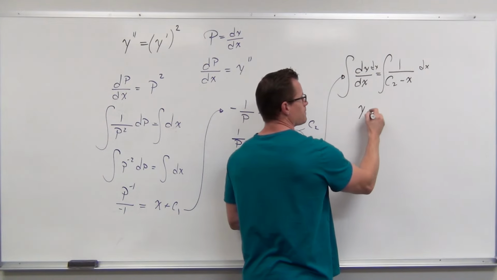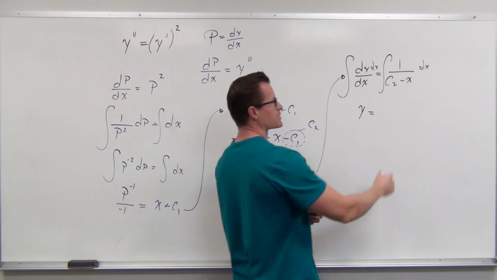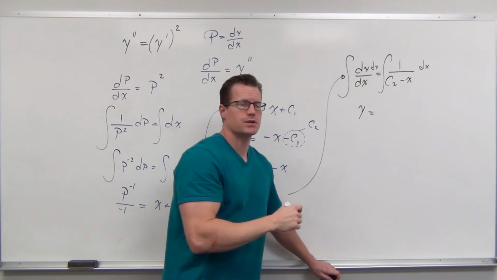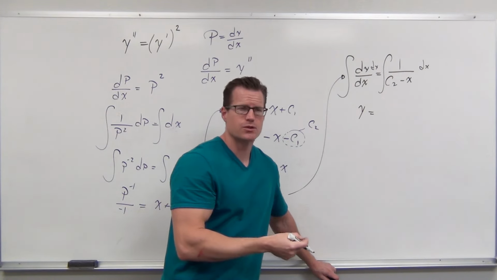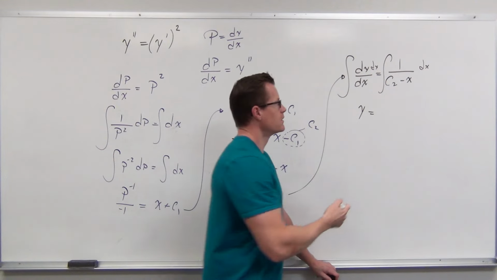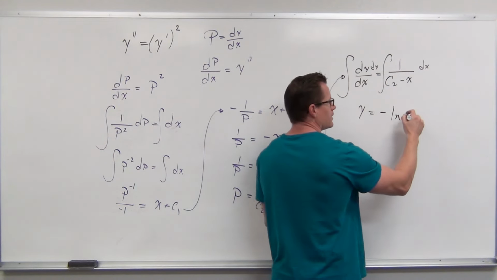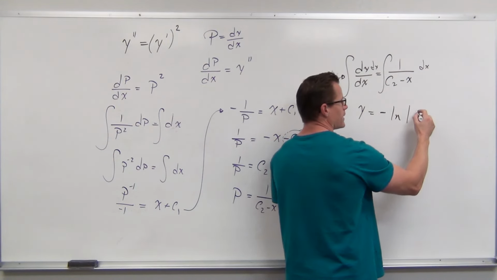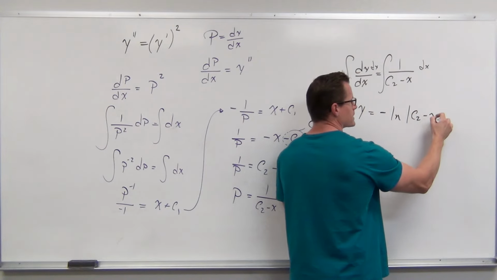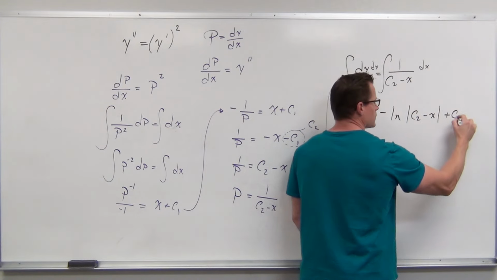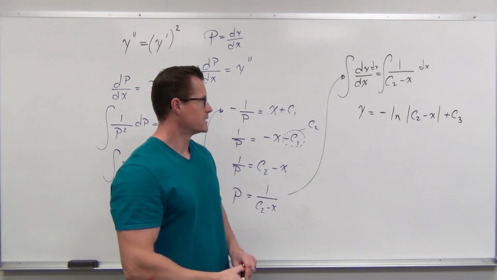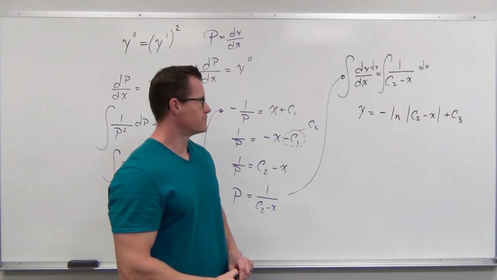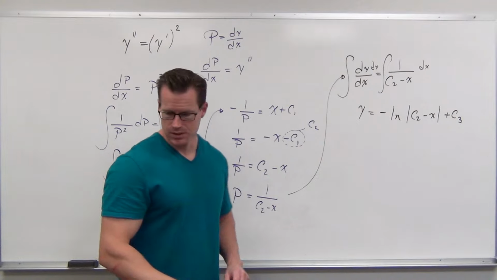we get y equals, let's see, it's u-substitution. u would be c sub 2 minus x. The derivative is negative 1. So this would be a negative ln absolute value of c sub 2 minus x, plus c sub 3. We're down to our next arbitrary constant. Yeah, that's about as good as I think we can make it.